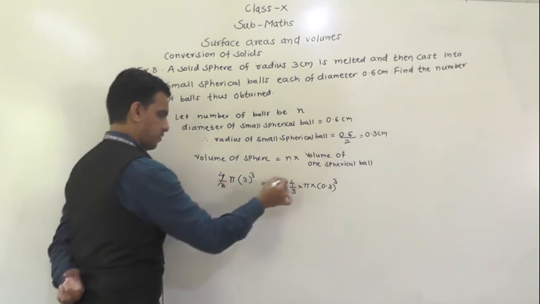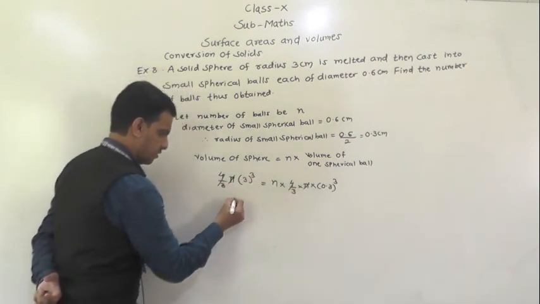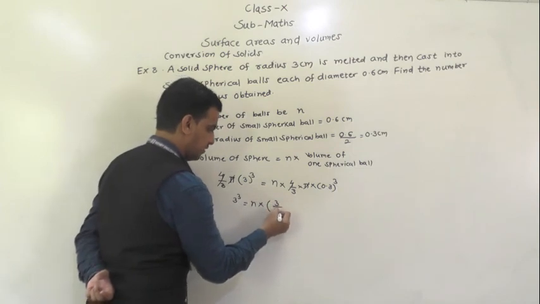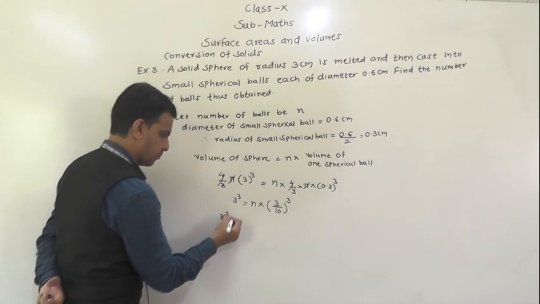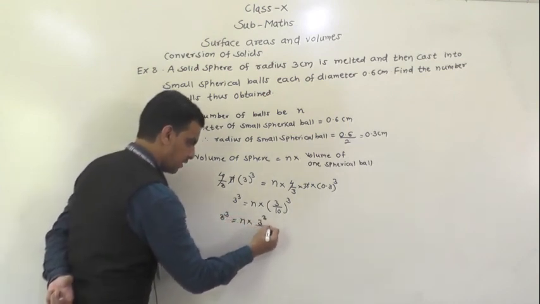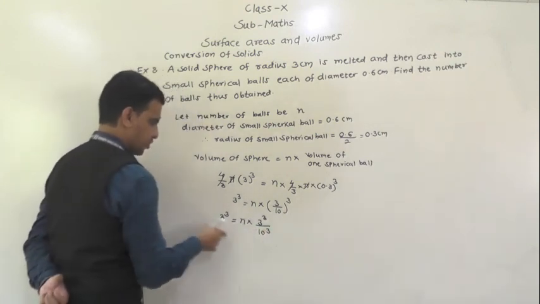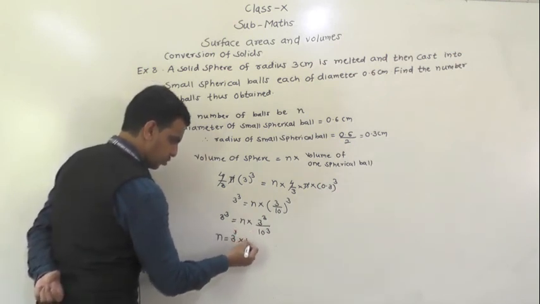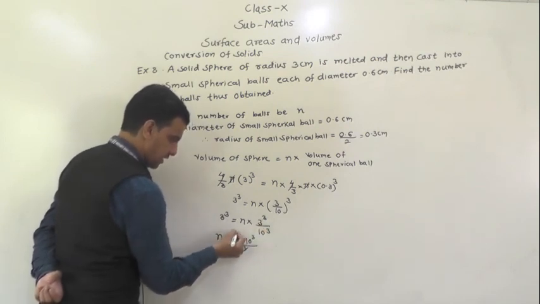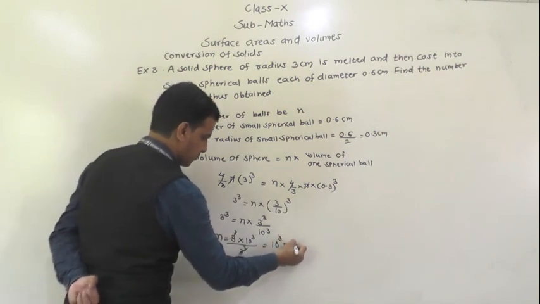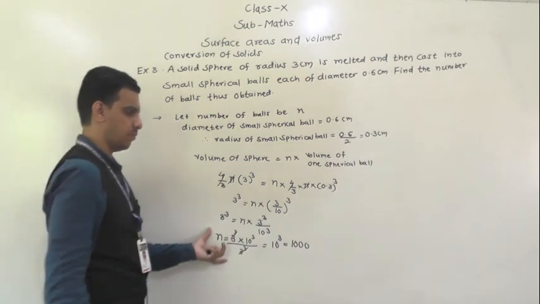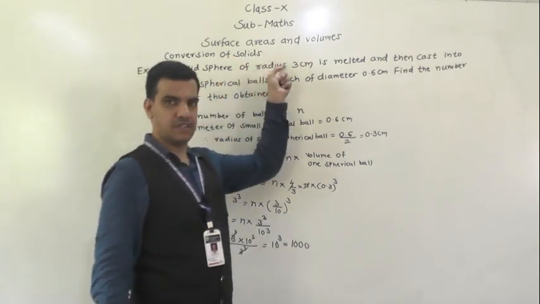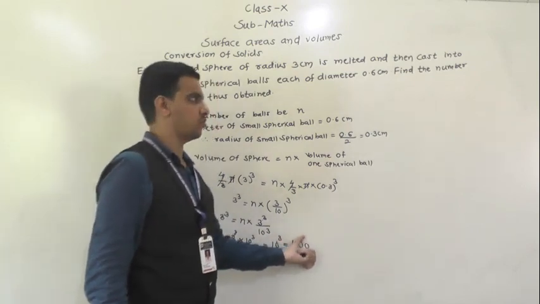Now this 4 by 3 cancels, this pi cancels. So what remains? 3 cube is equal to n into 0.3, we can write 3 by 10 bracket cube. So 3 cube equals n into 3 cube by 10 cube. If we shift this here, n is equal to 3 cube into 10 cube divided by 3 cube. So this will cancel. What remains is 10 cube, and 10 cube means 1000. So the number of spherical balls made from this sphere having radius 3 centimeter is 1000 spherical balls. Okay, understand this.